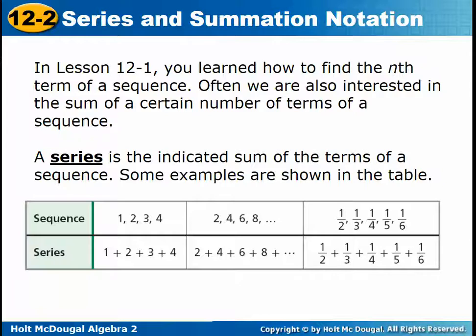If in the sequence 2, 4, 6, 8, dot, dot, dot, you would still use plus signs, but after the 8, you would add the dot, dot, dot. So this is a finite series here, and this is an infinite series. And we'll work more with infinite series later.